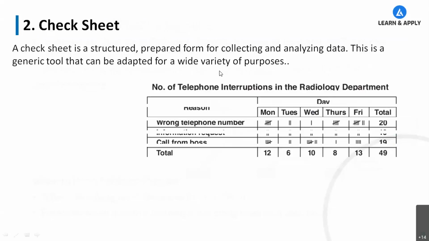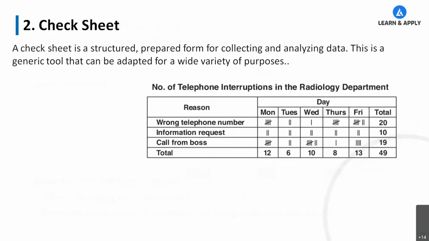Second is the check sheet. A check sheet is a structured, prepared form for collecting and analyzing data. This is a generic tool that can be adapted for a wide variety of purposes. We collect data for analysis, marking against the factors, which makes it easy to analyze, and through which we can draw inferences as well.